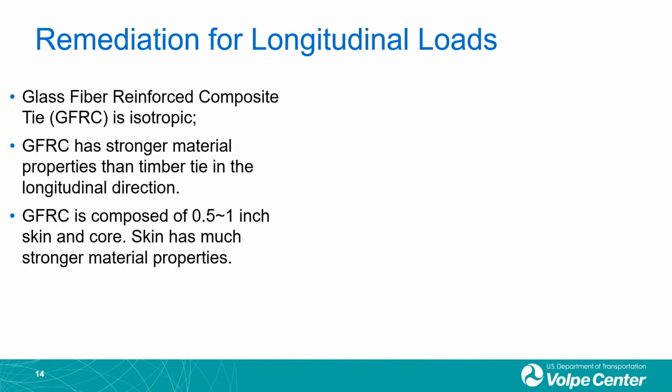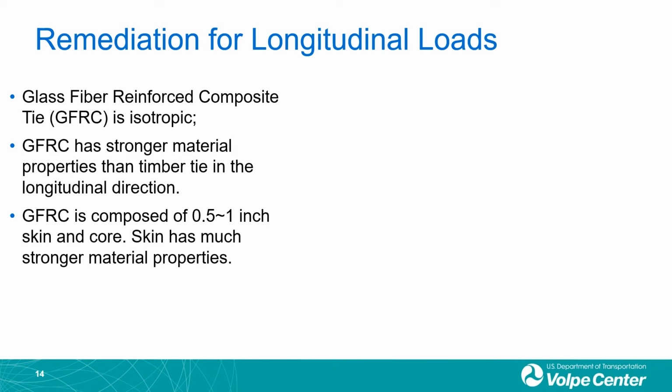Since the magnitude of longitudinal load does not change with the friction, we have to think of other ways to mitigate the longitudinal load to make sure all the longitudinal spike loads fall inside the failure envelope. One of the remediations we're looking into is the feasibility of using composite tie.